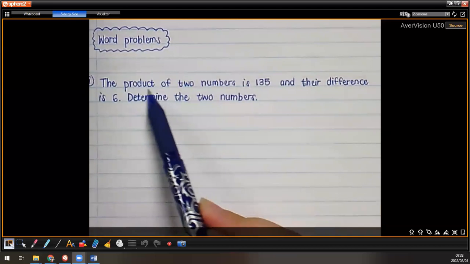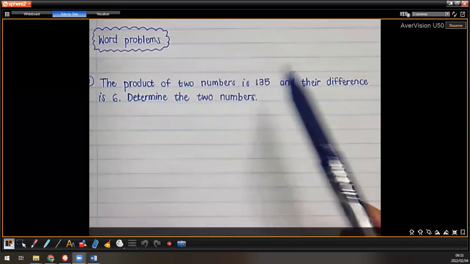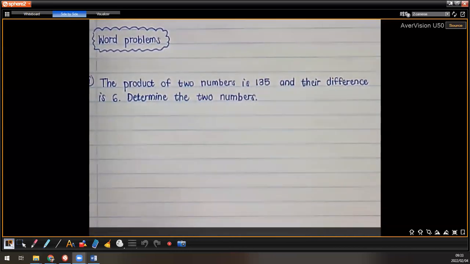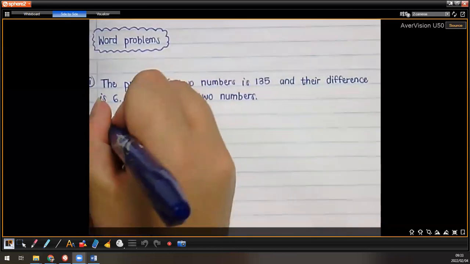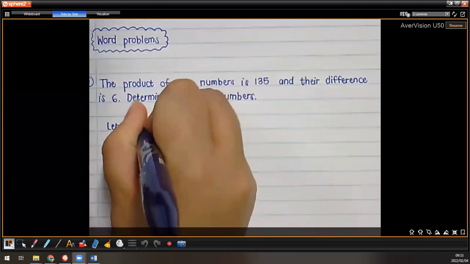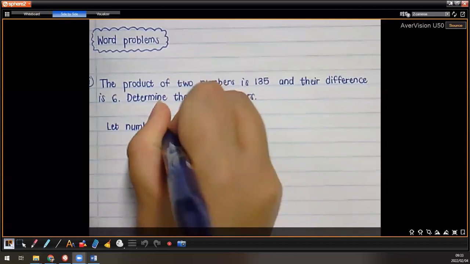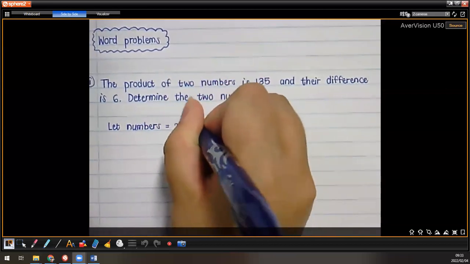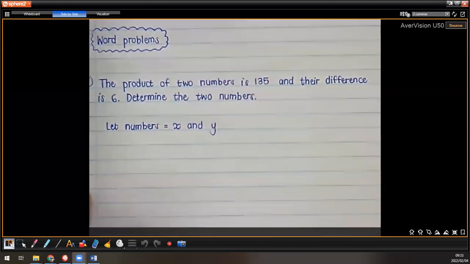They're just saying here the product of two numbers is 135 and the difference is 6. Determine the two numbers. Now guys, we have two options here. We can actually work with two variables, an x and a y, because they're telling us that we're working with two numbers. So let's say, let the two numbers be equal to x and y.